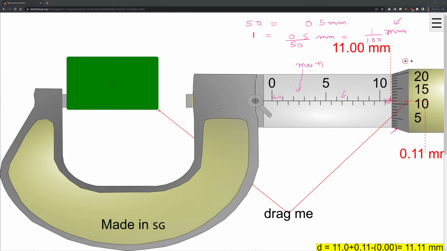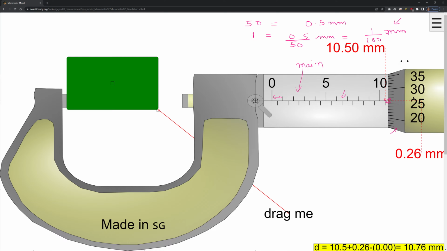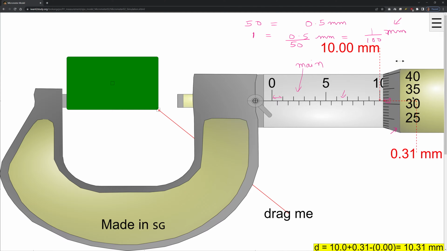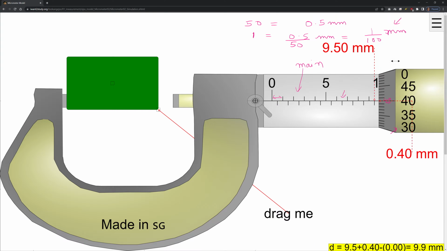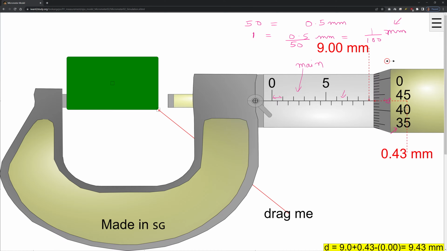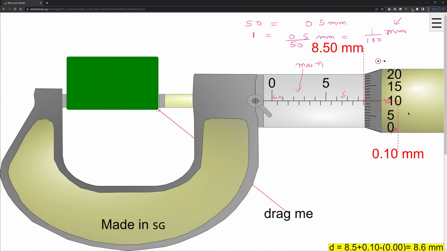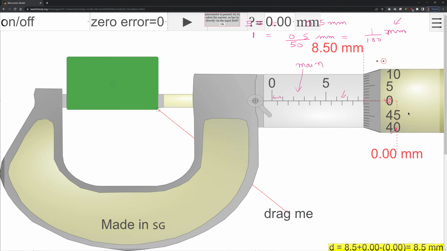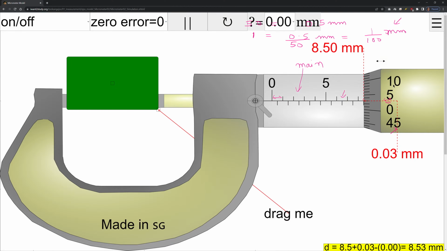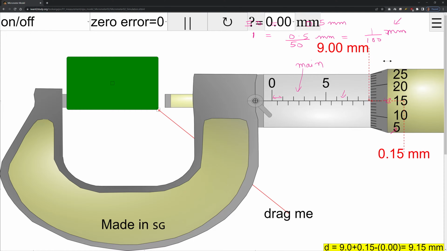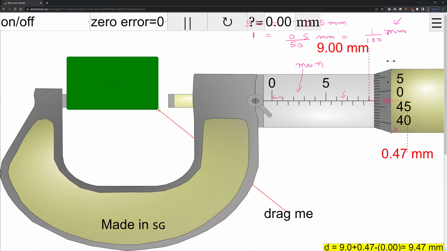We'll do a little bit of animation, because that's what I promised. We will drag this now, and as you can see, as it moves from one gradation to the next, there are 50 gradations on our circular scale, and when it moves 0.5 mm on the main scale, those 50 gradations are traversed on the circular scale. That is the working principle of the screw gauge.